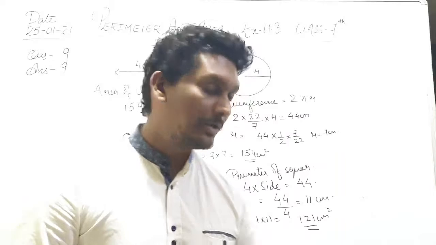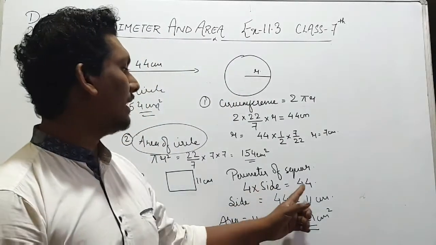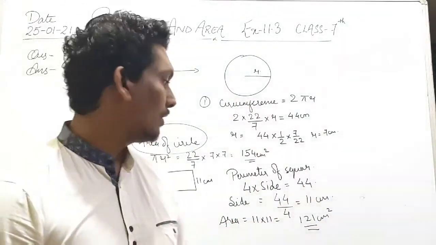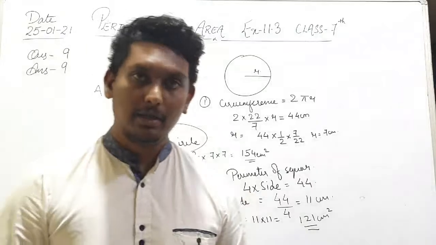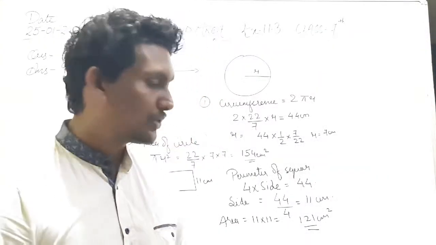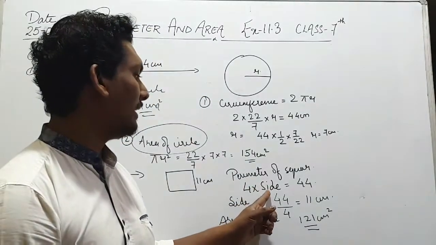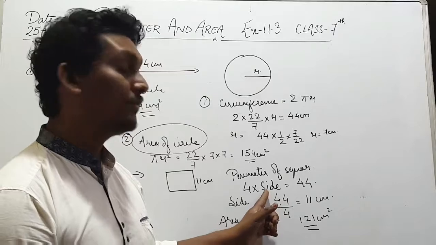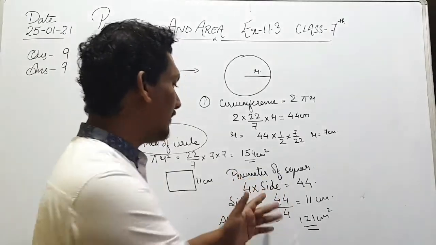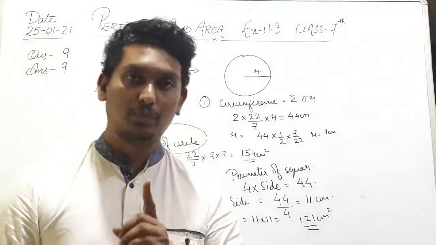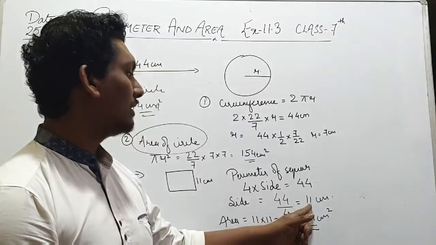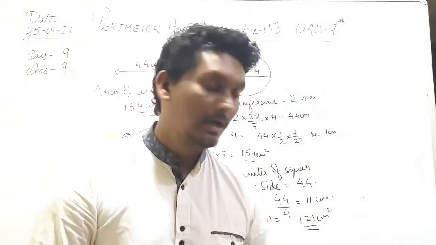Side is given as 11 centimeter here. So 4 into side, that is 44, is already given, because 44 is the length of the wire that is rebent in the shape of a square. So for finding the side, we have to do the division. Finding the value of 1 side, we have to do the division. So we got the side, that is 11 centimeter.